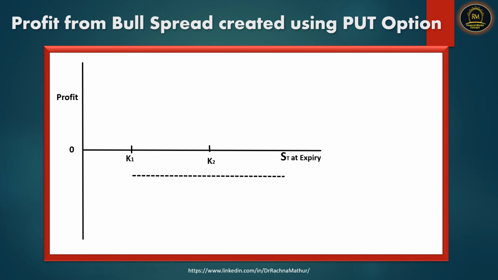Now in a bull spread created from puts, we will first take a long put position at the lower strike of K1. A long put holder expects the market to fall by the time of expiry, and if the market goes down, the long put holder will have unlimited profit. But if the market goes up, the long put holder will have a limited loss, and that loss would equal the option premium.